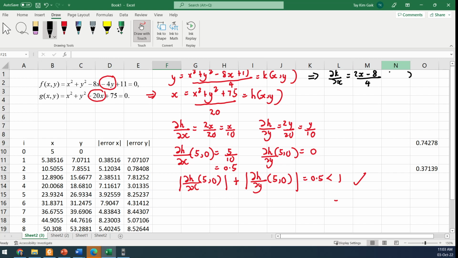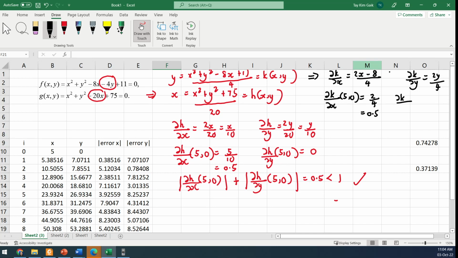And then del k del y, you get 2y divided by 4. Plug in the values x is 5, y is 0. So x is 5, 2 times 5 is 10, minus 8 is 2. 2 divided by 4 is 0.5.